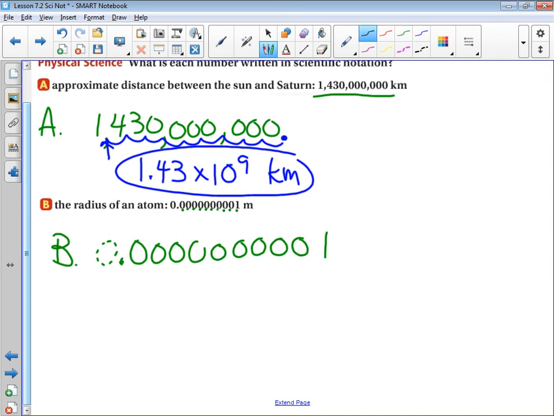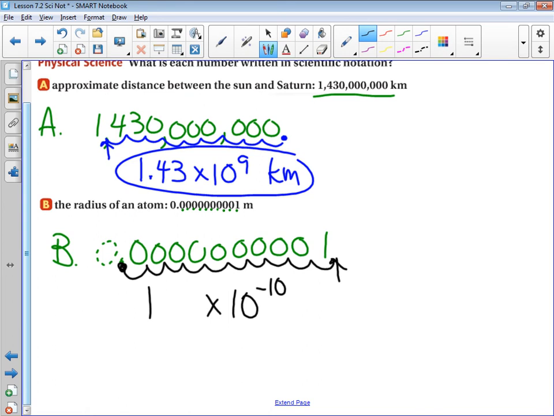The decimal point is right here, and I want it to be after the first non-zero digit. So I move it 1, 2, 3, 4, 5, 6, 7, 8, 9, 10. 1 times 10 to the 10th, but this is a really small number, so it's negative 10.